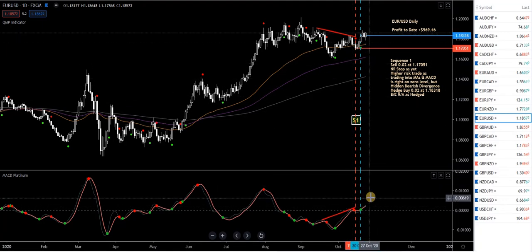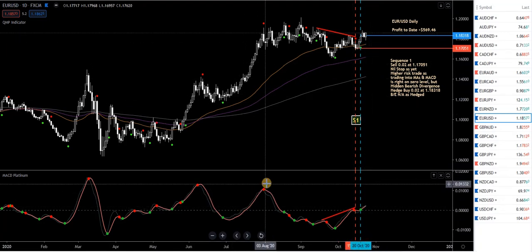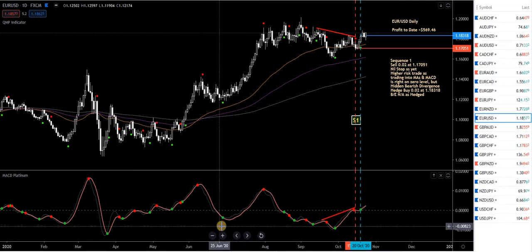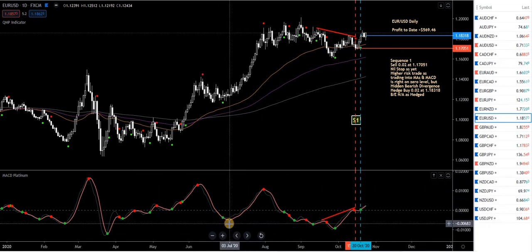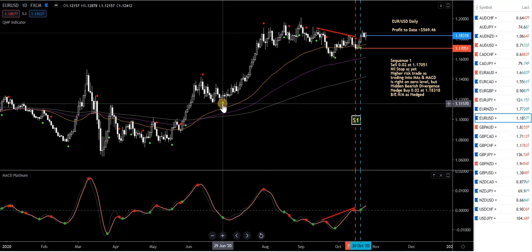Waiting, the MACD platinum's above the 0 level, so now I'm looking for a sell. Remember, when it's above the 0 level, I'm looking to sell. When it's below the 0 level, I'm looking to buy. Hopefully I caught that signal there. That's a great signal. Anyway, I digress.